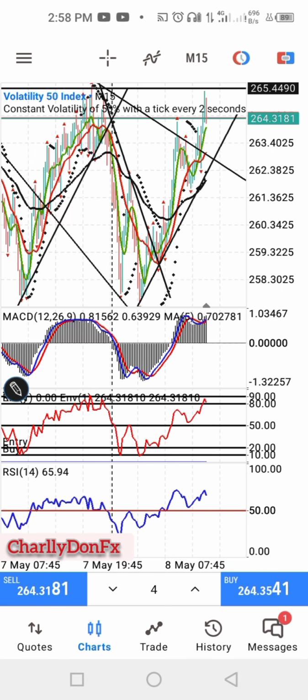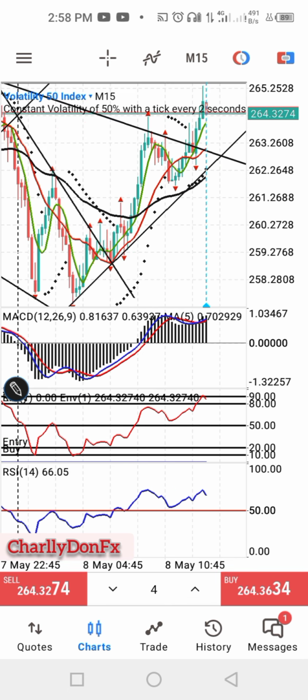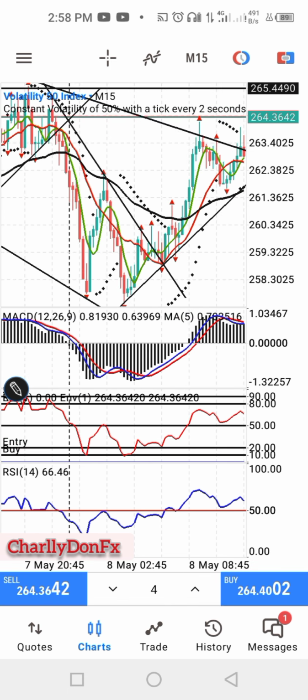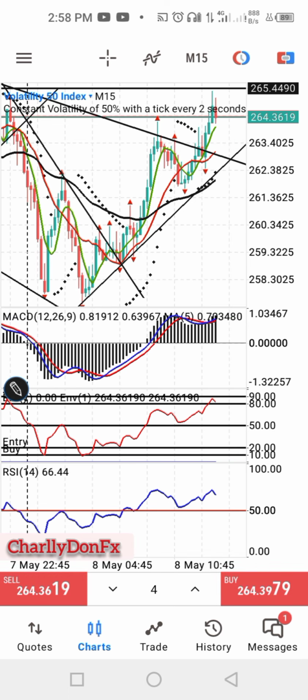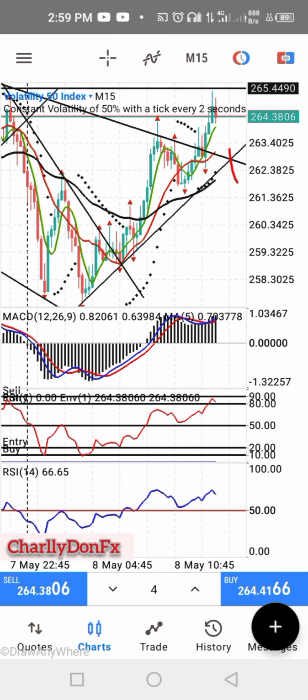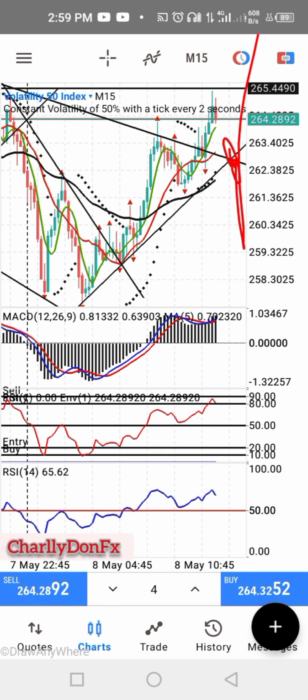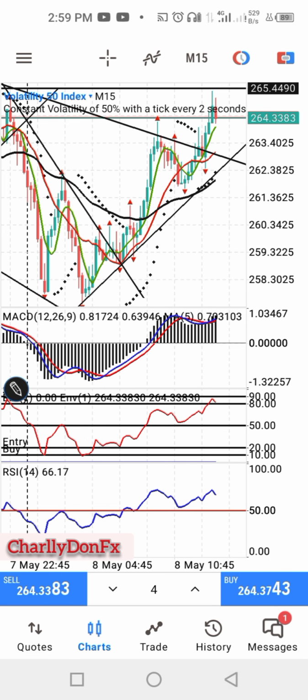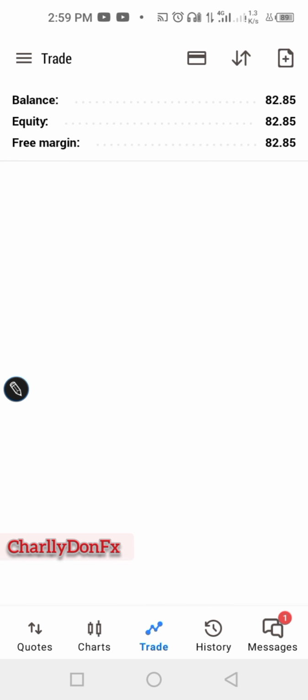Now let's maximize it. Can you see? The price now retraces. You see? It retraces. Possibly it will touch this trend line, either break it downward or continue its upward movement. I hope you guys understand this teaching. If this is not working, I don't think I will be doing a live trade to prove it to you guys that it is really working.